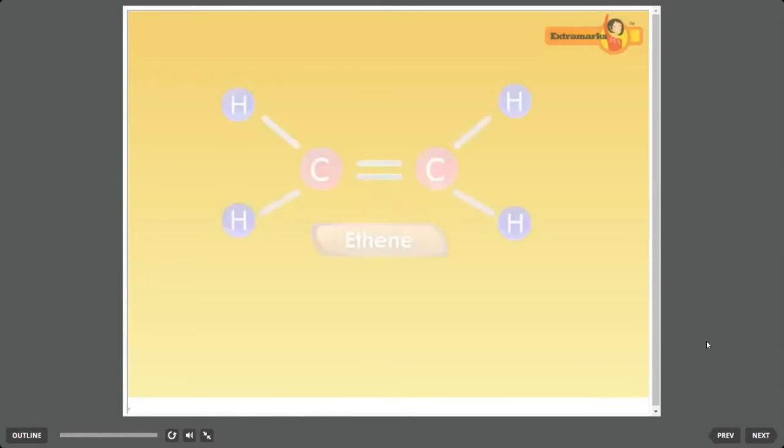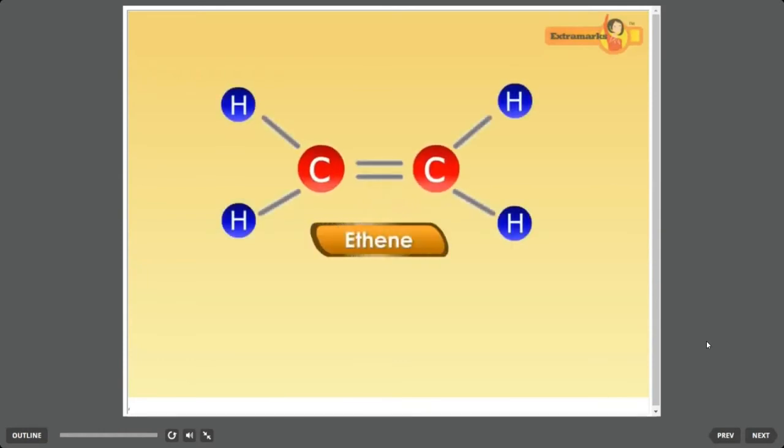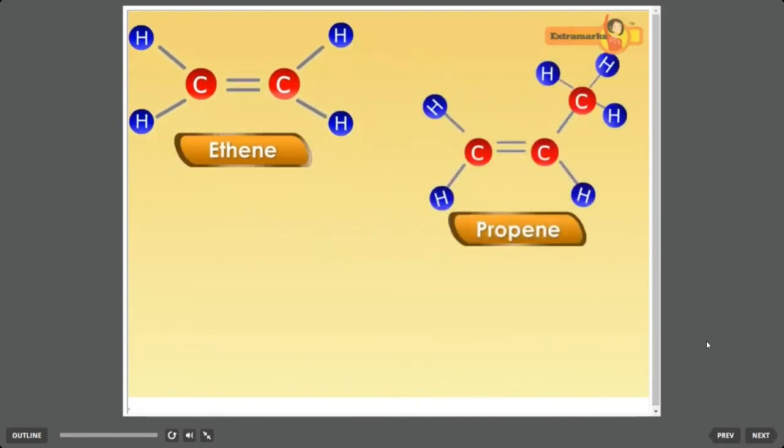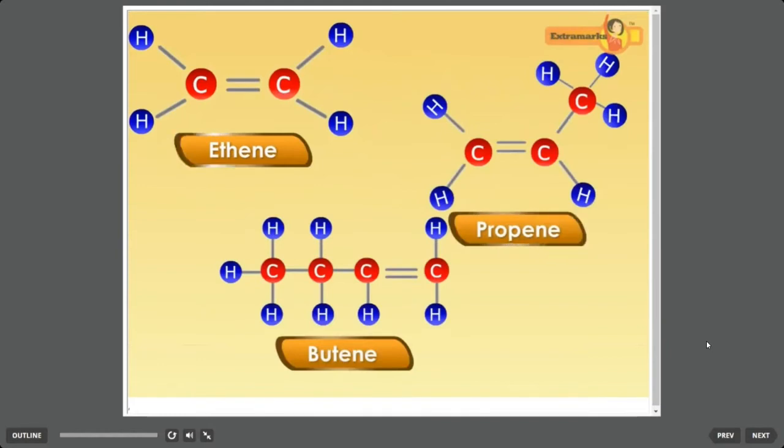The chemical used is ethene, with 2 carbon atoms and 4 hydrogen atoms. This is the first member of alkene family. Alkenes contain at least one double bond. Ethene, propene and butene are some of the hydrocarbons that belong to the alkene family.